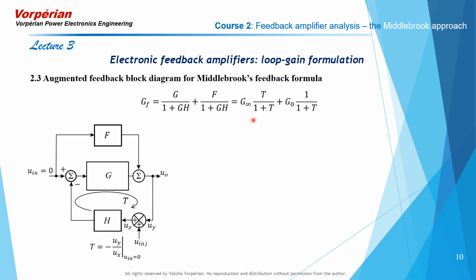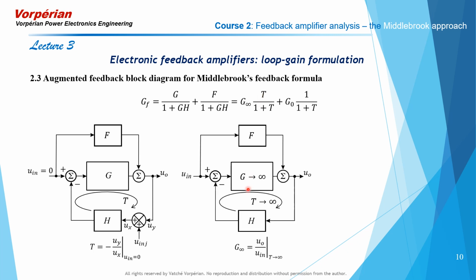For the loop gain T, we have this picture. We set the excitation equal to 0, and we inject a signal at the input of the feedback block H. And we determine the ratio Uy over Ux with a minus sign in front of it, and that gives you the loop gain T that you have here.